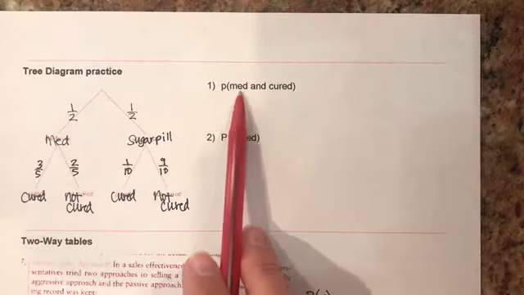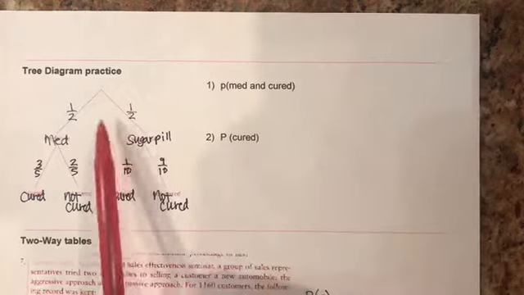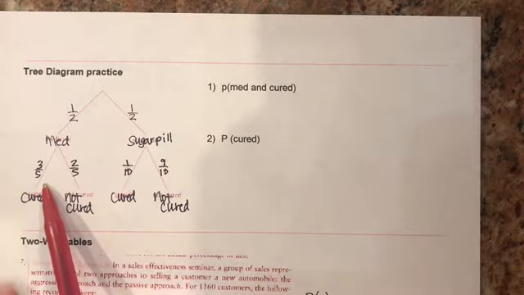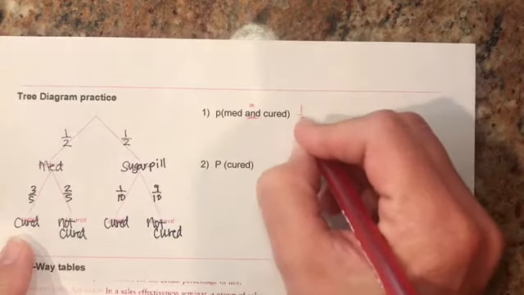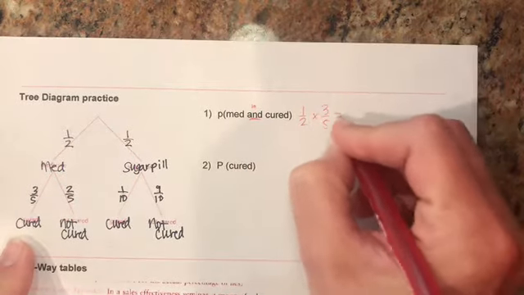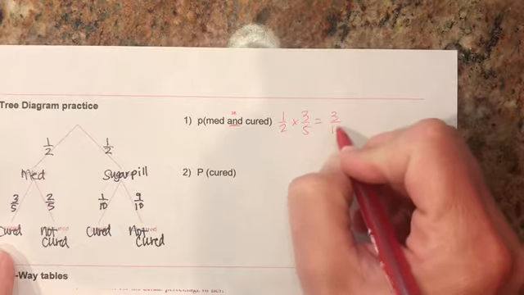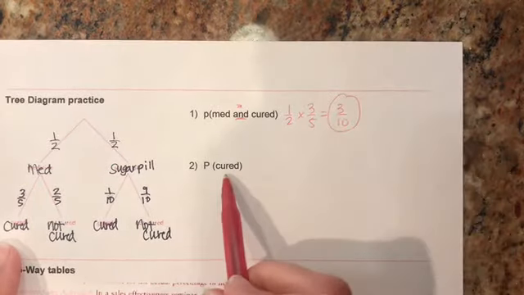So what's the probability somebody got the real medicine and they were cured? So they got the real medicine and they were cured. Remember, and implies multiplication. So you just take 1/2 times 3/5, and that would be 3/10.